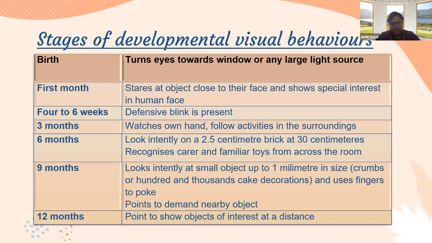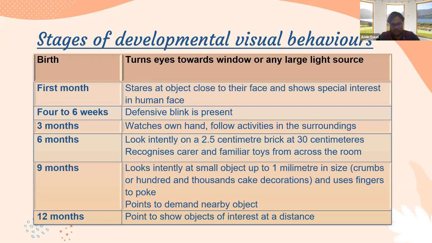At 9 months, they are able to look intently at a very small object, up to 1 millimeter in size, like breadcrumbs or tiny cake decorations such as hundreds and thousands, and they are able to use their fingers to poke. This is the fine motor movement they are exploring. Also by 9 months, they can point to demand a nearby object, and they can retrieve a completely covered object. Meaning if you cover the object, they will look for it and retrieve it.